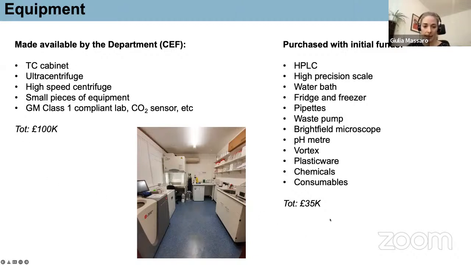And then with some extra money that was left from the BSc calls, around £35,000, we bought other bits of equipment: an HPLC machine, scale, water bath, fridges and freezers, pipettes, everything that is needed for tissue culture, a small microscope, some plasticware, and a couple of rounds of consumables and chemicals for the first few preps.